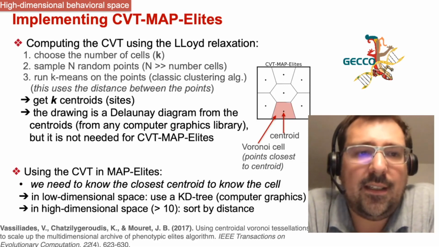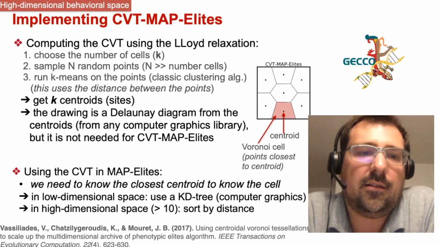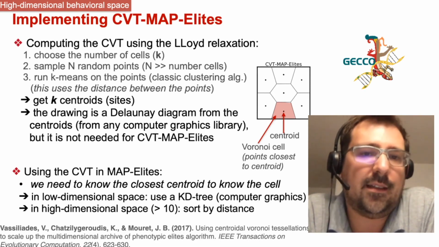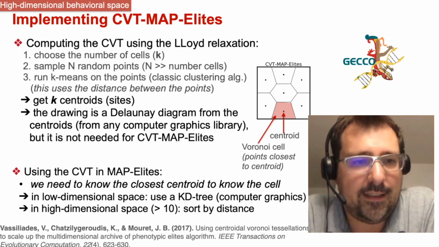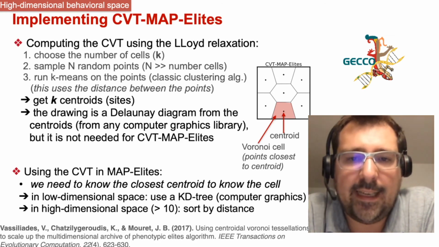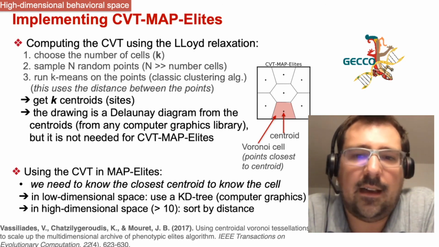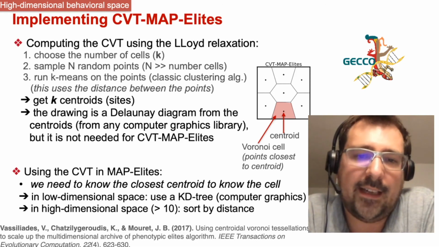It's actually quite easy to implement. The general idea is that we just take a lot of random points, and then we run k-means on these points, and that gives you what's called the Lloyd relaxation. Then you can get the nice drawing that you have on the right, which is the Voronoi diagram from the centroids, but actually you don't need this diagram to run the algorithm.